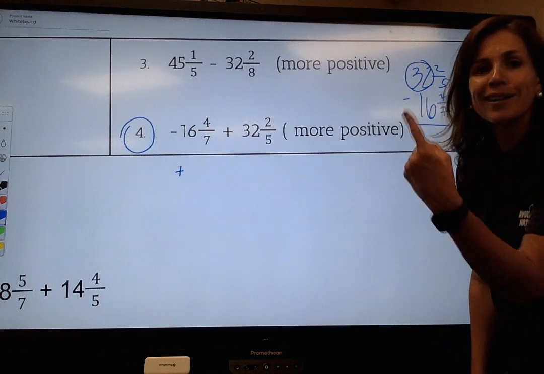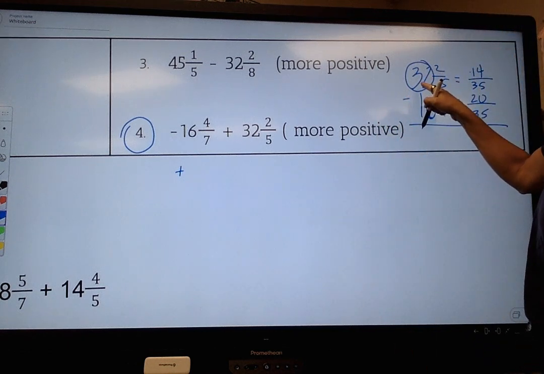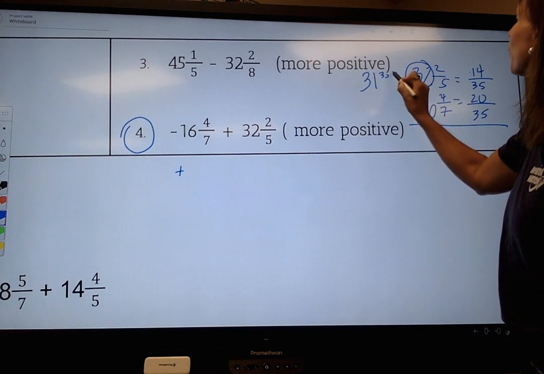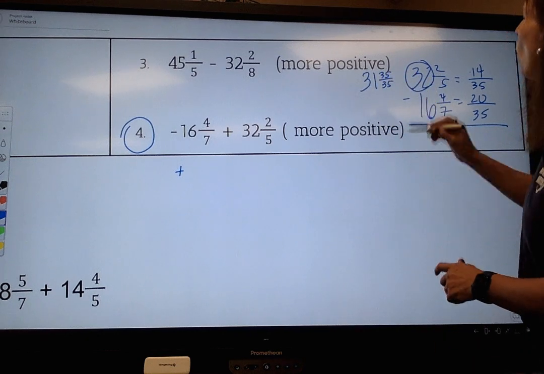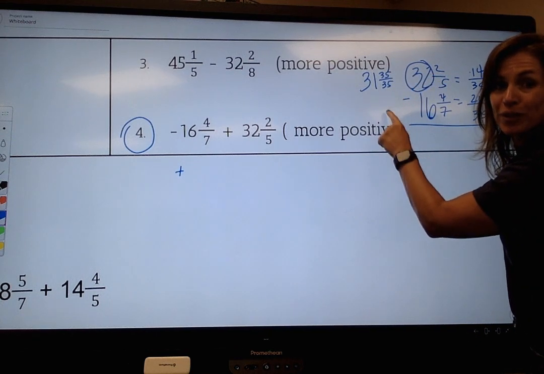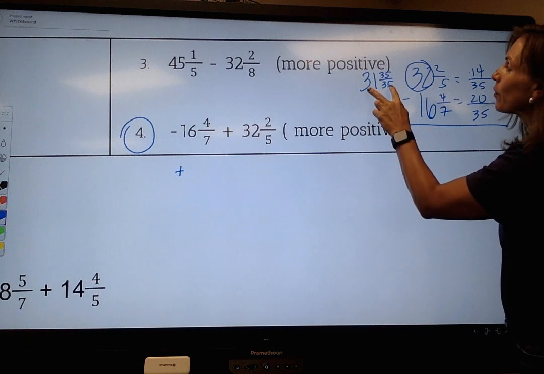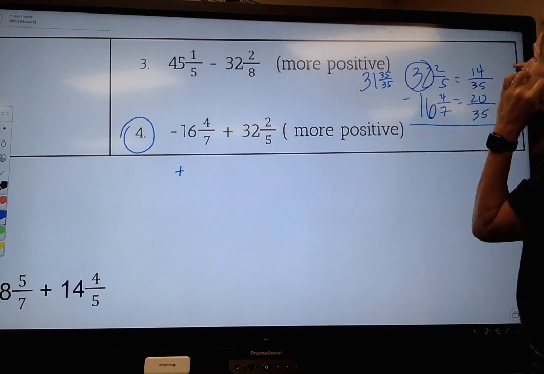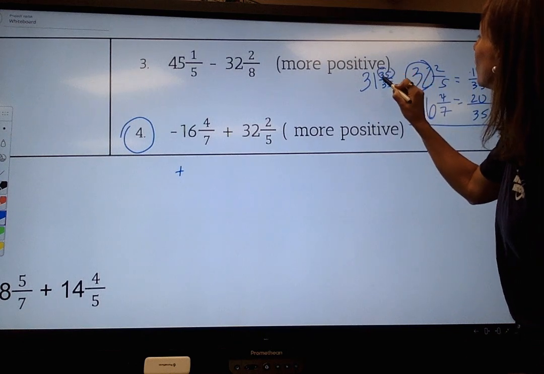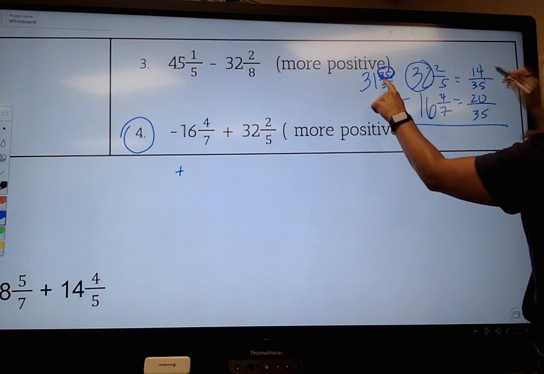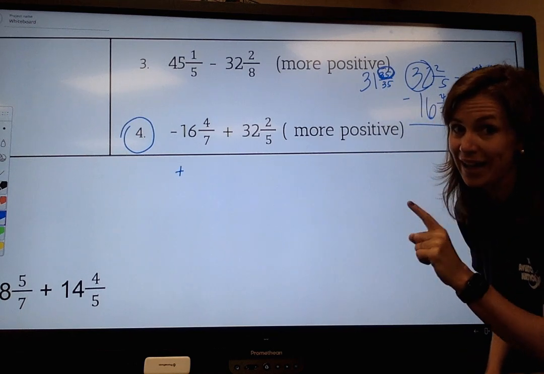So 32, I just need 1. So instead of making this 32, I'm going to make it 31 and 35 over 35. Why did I choose 35 over 35? Because I want my numerator to be the same. So 31 and 35 over 35 is the same thing as 32, okay? So now I'm going to borrow 35 of these guys, and I'm going to add it to 14, which gives me 49. Now I have that bigger numerator.